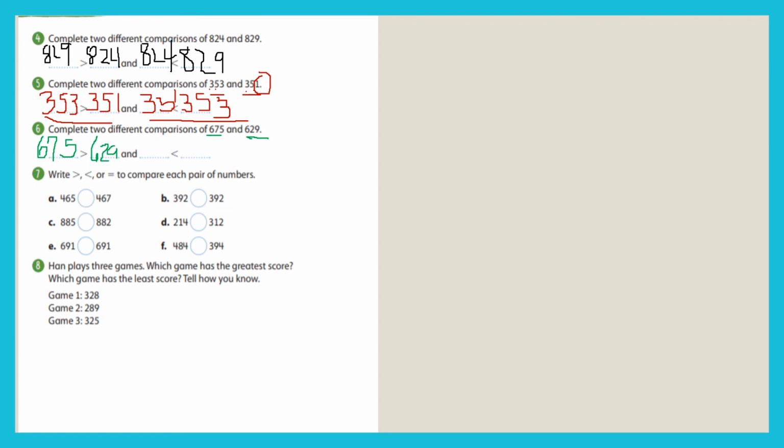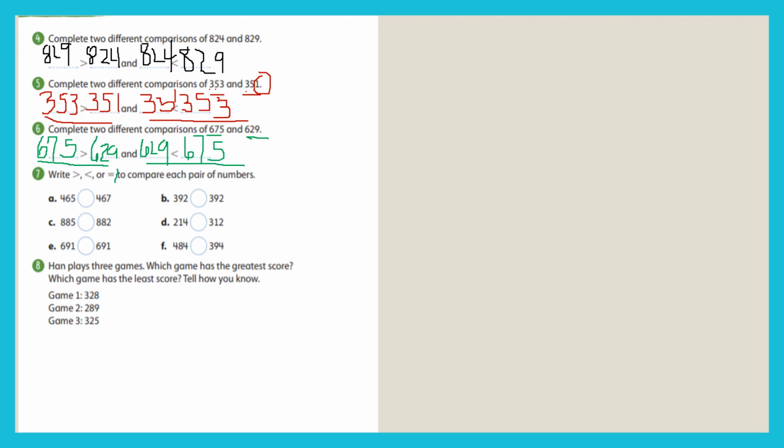And I'm going to look over here. Here's my opening. So I'm going to put 675 here. And 629 here. And this problem reads 675 is more than 629, and 629 is less than 675. All right, write the more than, less than, or equal to.